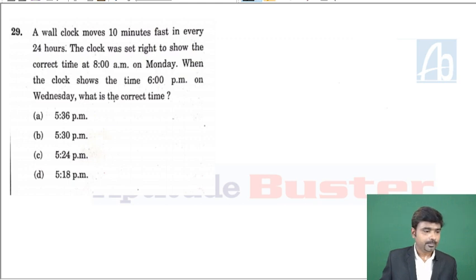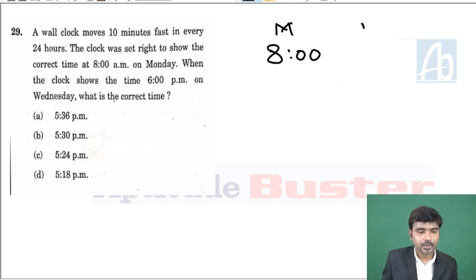Next one, a wall clock moves 10 minutes fast in every 24 hours. The clock was right to show the correct time 8 a.m. Monday. 8 a.m. Monday, the correct clock, right? When the clock shows the time 6 p.m. on Wednesday, what is the correct time?